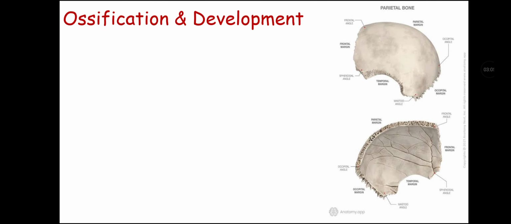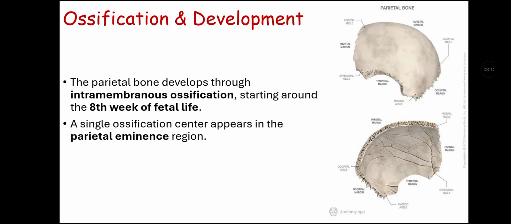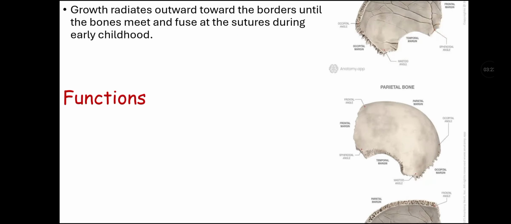Ossification and development of the parietal bone. The parietal bone develops through intramembranous ossification, starting around the 8th week of fetal life. A single ossification center appears in the parietal eminence region. Growth radiates outward towards the borders until the bone meets and fuses at the sutures during early childhood.